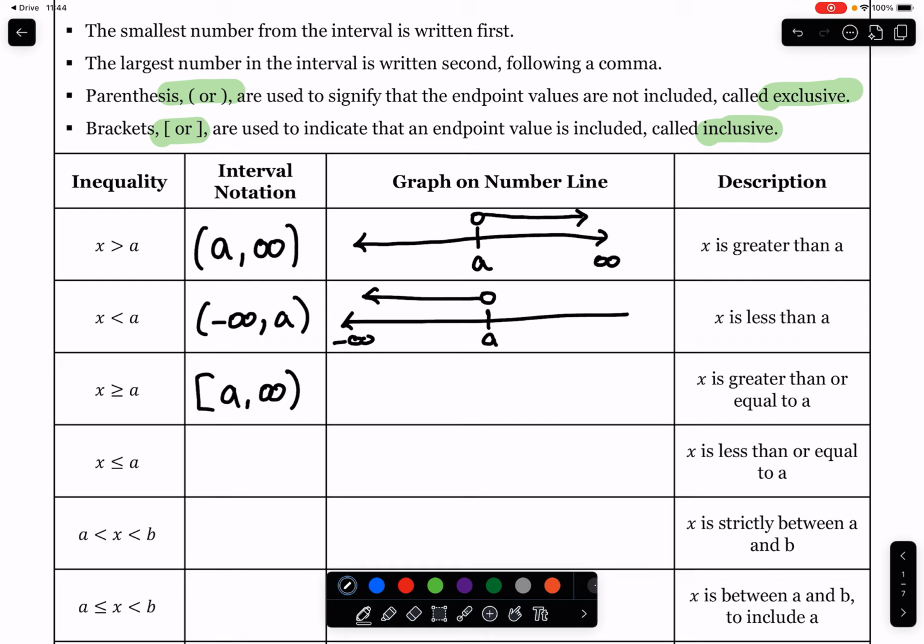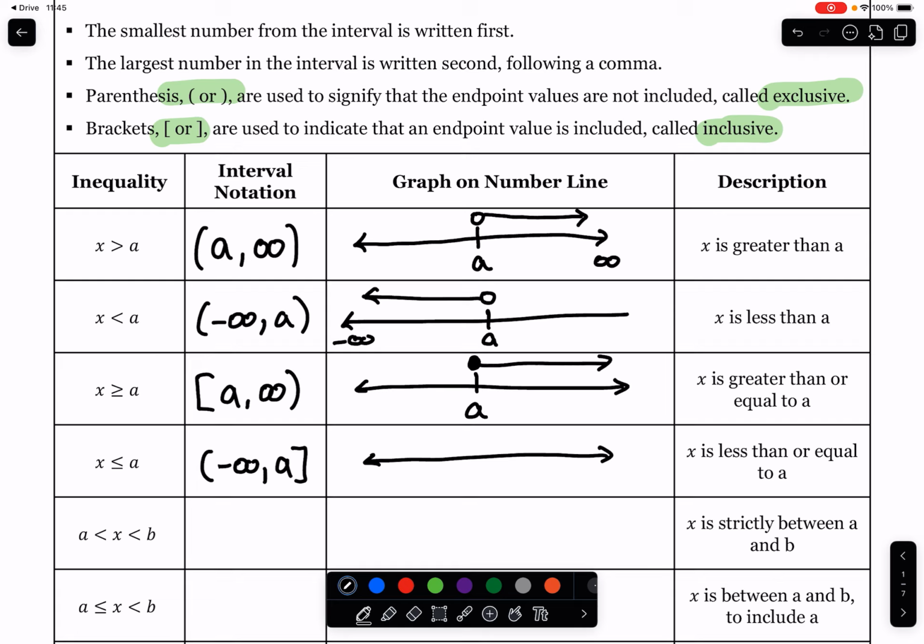And on the one after that, to say that x is less than or equal to a, we'll simply put the order of the interval the same way as before, but put a bracket at the endpoint of a. Now the respective number lines look the same as the top two for each individual one, with the only difference being that they're going to be closed circles this time to indicate that the endpoint is included. Now we can also equal a.